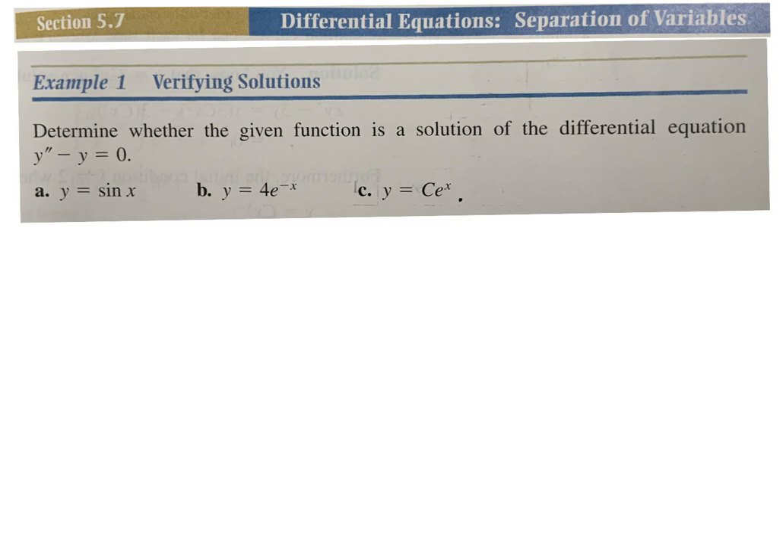When you think of it like an antiderivative, it's like when you put a plus C. It's general because we don't have definite values to go by. And so we've done general solutions, we've done particular solutions, and we're going to do something called separation of variables here. The first thing we're going to look at is: determine whether the given function is a solution of the differential equation, and they give us y double prime minus y equals 0.